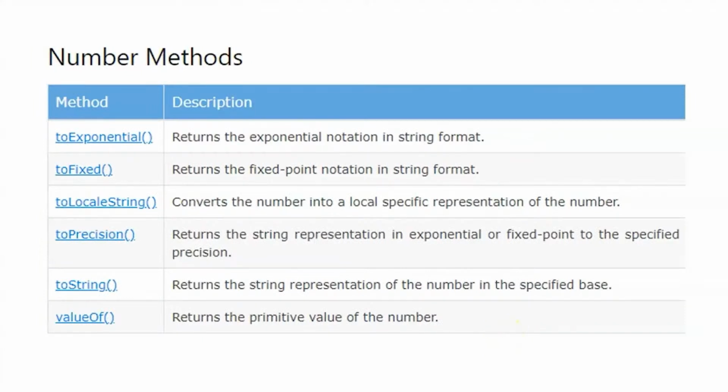The method toExponential returns the exponential notation in string format. toFixed returns the fixed point notation in string format. toLocaleString converts the number into a locale specific representation of the number. toPrecision returns a string representation in exponential or fixed point to the specified precision. toString returns the string representation of the number in the specified base. And valueOf returns the primitive value of the number.